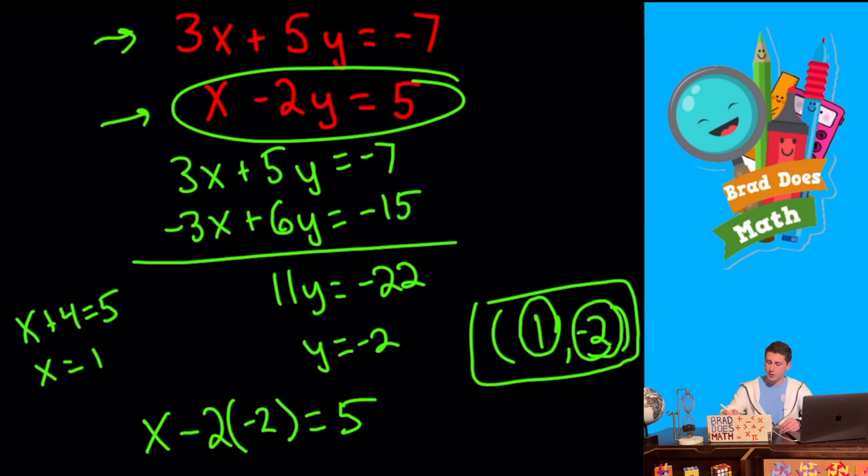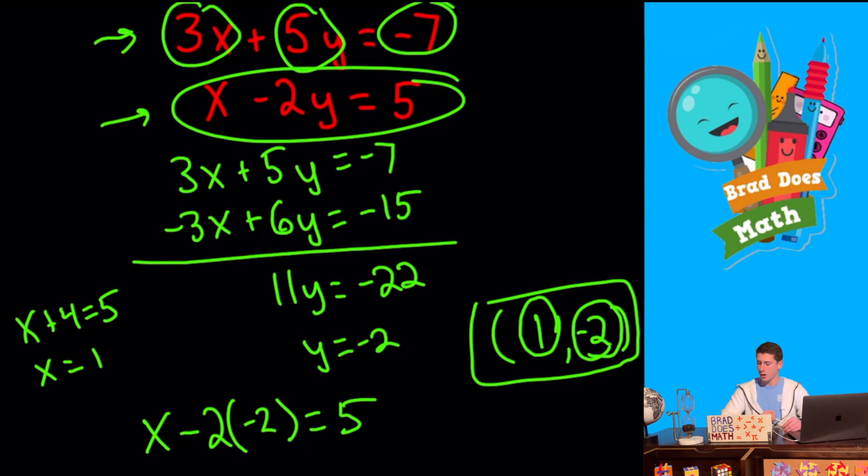So 3 times x, so 3 times 1, that's 3. 5 times negative 2, that's negative 10. And yes, 3 minus 10 gives us negative 7. And you could try that in the bottom equation as well, but 1 plus 4 does give you 5 as well.